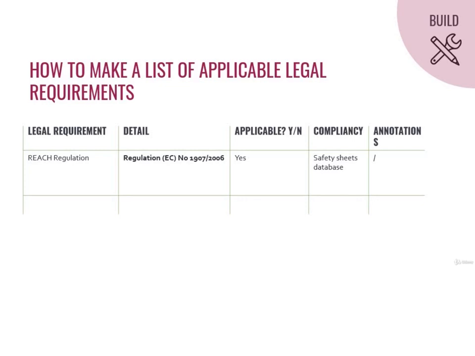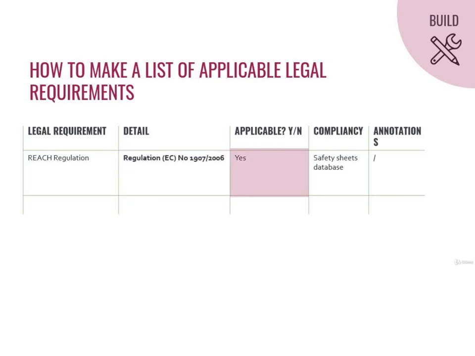We'll talk about the REACH regulation, which addresses the production and use of chemical substances and their potential impacts on both human health and the environment. Every European company that deals with chemicals has to follow it, which has many different implications. So, in the legal requirement column, we'll just write REACH regulation. In the detail column, we can put the full technical name of this law, Regulation EC number 1907/2006.